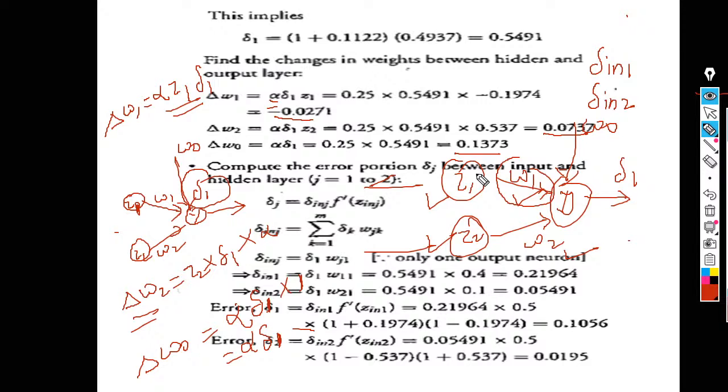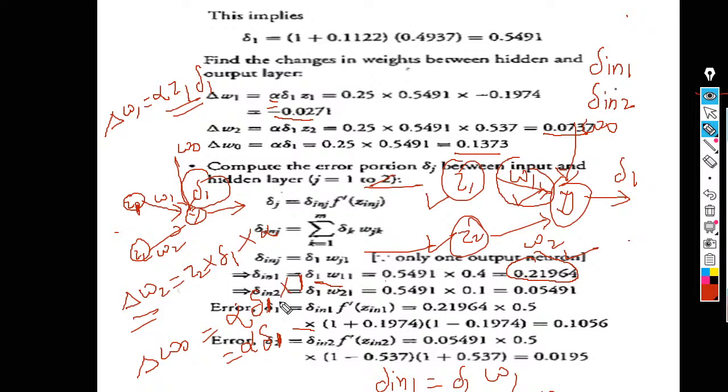So delta in 1 formula will be delta 1 multiplied by W1, this W1 which is connected. Either you can mark this as W11 or whatever. And the second, delta in 2, will be delta 1 multiplied by this W2. So you can calculate the total net input error which is coming to Z1 and Z2. Here delta in 1 is calculated, delta 1 multiplied by W11. So this is 0.5491 multiplied by 0.4, and this comes out to be 0.21964.